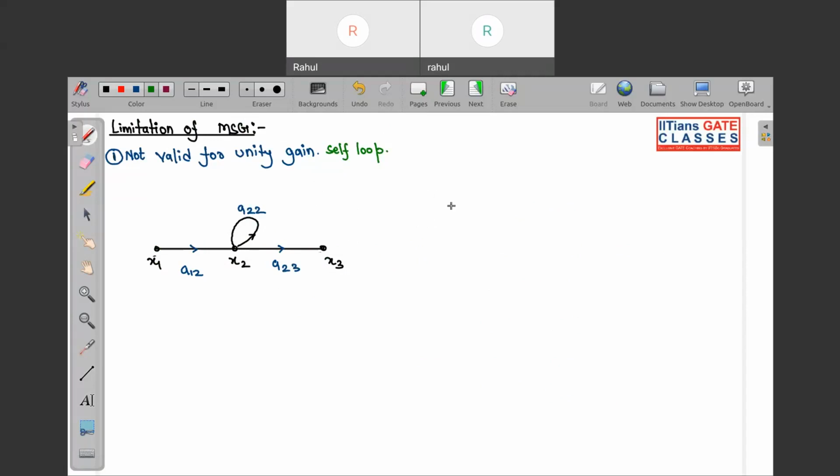So if you want to write x2, how can you write it? x2 is equal to a12 x1 plus a22 x2. You can write it like this. So x2 can be written like this. So if you want to write x2 by x1, then what can we do? So 1 minus a22 times x2 is equal to a12 x1, or x2 by x1 is equal to a12 divided by 1 minus a22, equation 1.